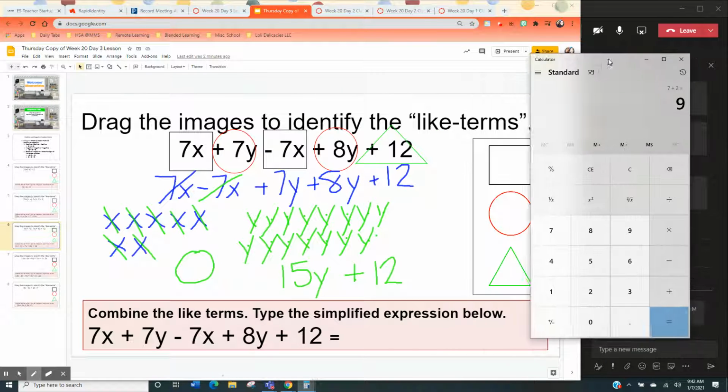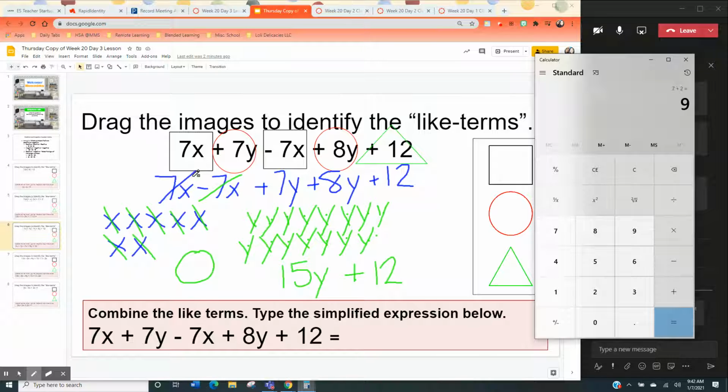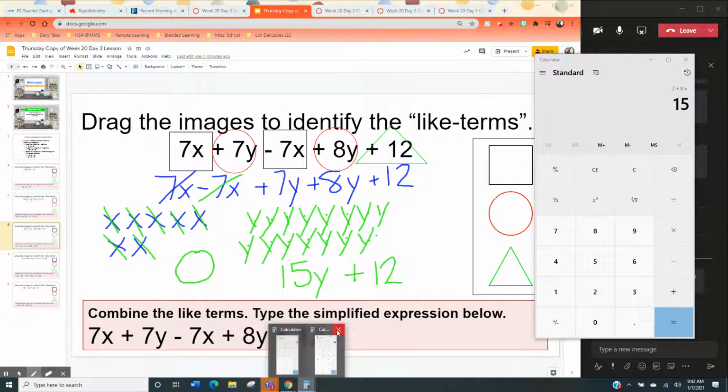7x minus 7, so I'm coming back here. Remember, I can do 7 minus 7, and it gives me 0. So is that right? Yes. Then I would do 7 plus 8. 7 plus 8 gives me 15. That is correct. And then I'm not going to do plus 12 because I can't do anything with it.